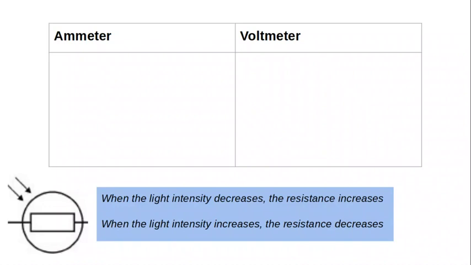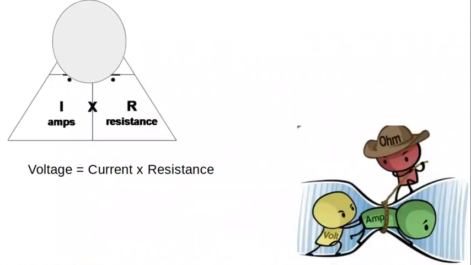It's asking us what happens to the readings on the ammeter and the voltmeter. So in order to know this, we really need to know what the relationship between current and voltage is. So I'm going to go back to this equation. Now, I've got this equation triangle here. You should know how to use these. Just to recap, you cover what you're looking for. So if I wanted to know voltage, I've covered voltage here with this circle, and it tells me that voltage equals current, that's here, times resistance. And I've written that out here. Voltage equals current times resistance.